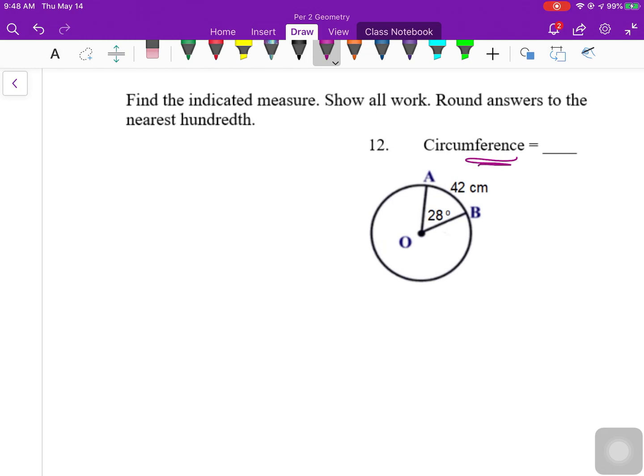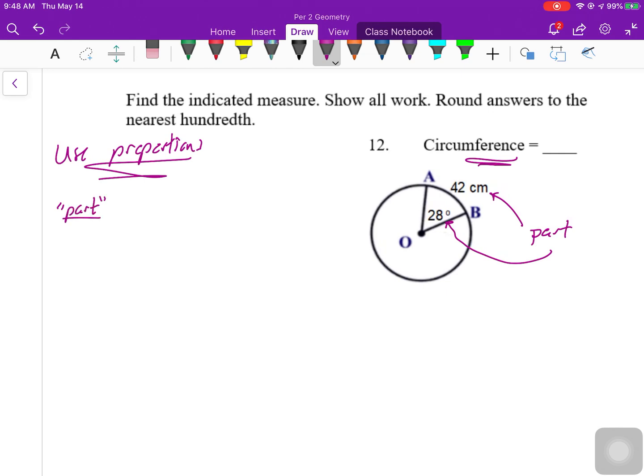Okay, let's take a look at another review problem. Now we're back to the beginning of the chapter, and this one is asking us to find the circumference. And on this one, we're going to use proportions. Proportions are used anytime they give you information about the part of the circle. That angle comes from the part of the circle, and they ask you for something about the whole circle. And in each case, you're going to be comparing the part to the whole.